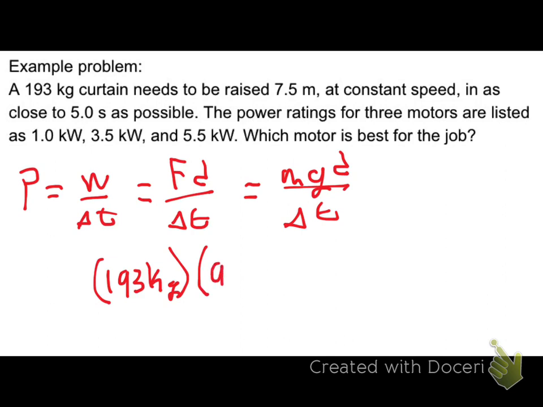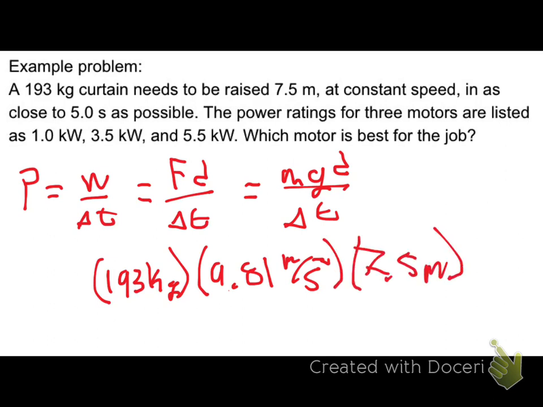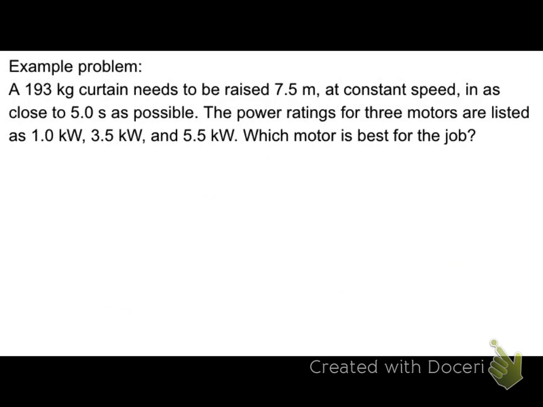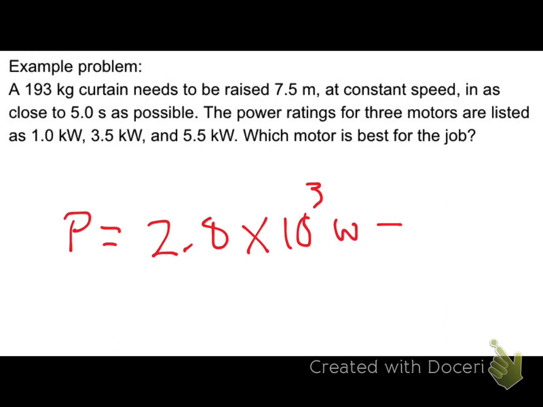And if we plug all those things in, we have the 193 kilograms times the 9.81 meters per second squared times the 7.5 meters that it needs to go, all divided by the 5.0 seconds needed to take it in. We should come out with a power equivalent to 2.8 times 10 to the third watts. Also could be written as 2.8 kilowatts.